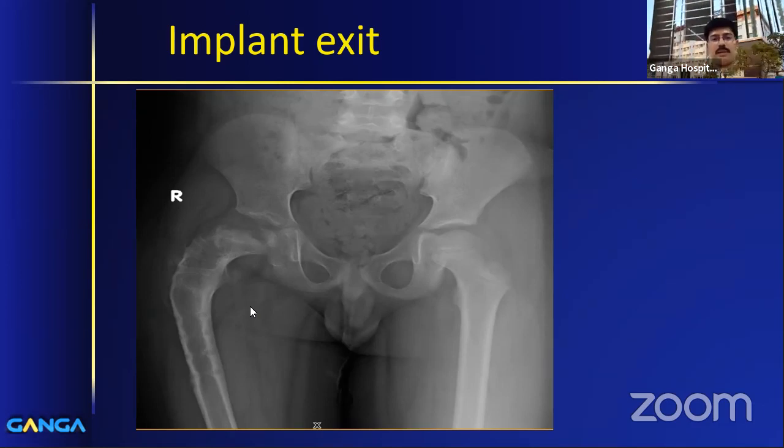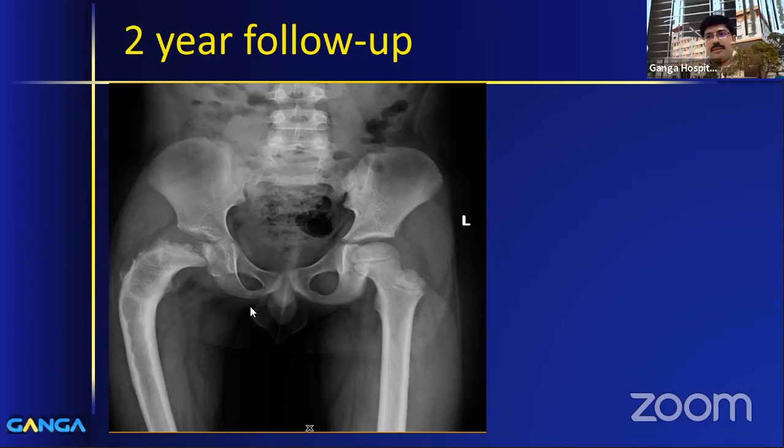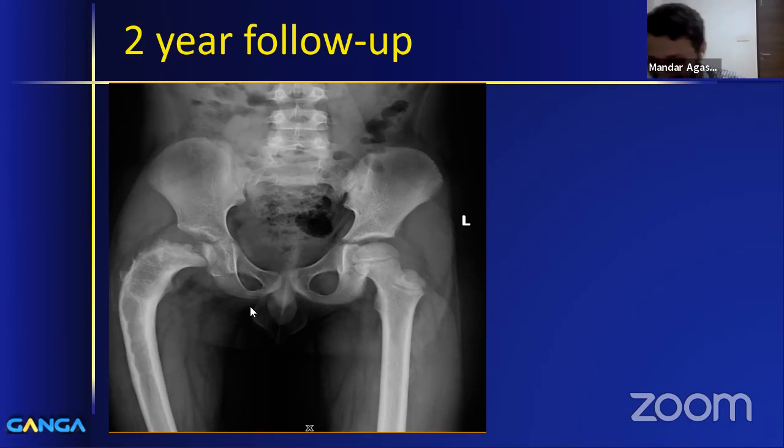All right. So this is like 1.5 years when we removed the plate, and just as Salil advised, we just kept on observing the child. This is 2 years. Where's the greater trochanter? It's missing. So trochanteric epiphysiodesis has worked to the hilt. Extremely well. It has now disappeared.